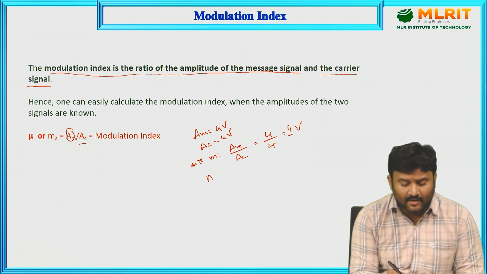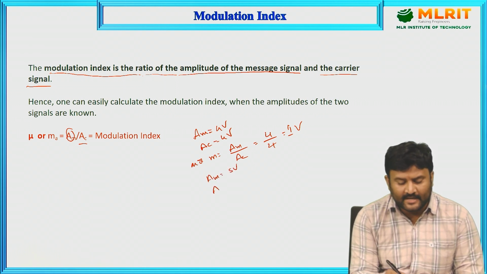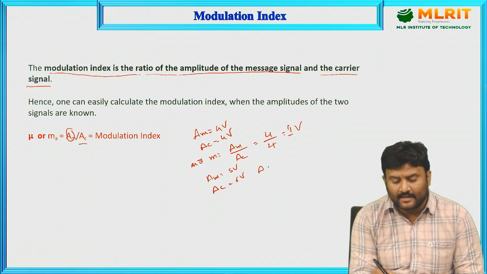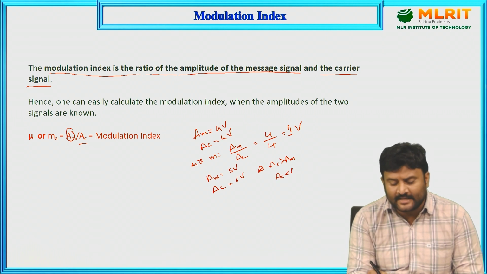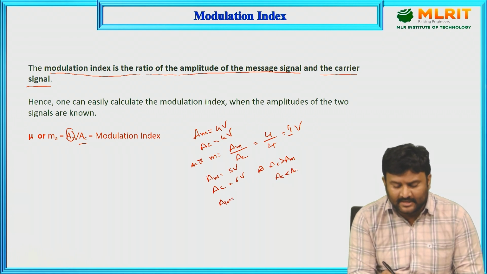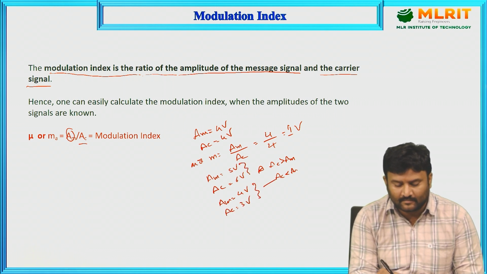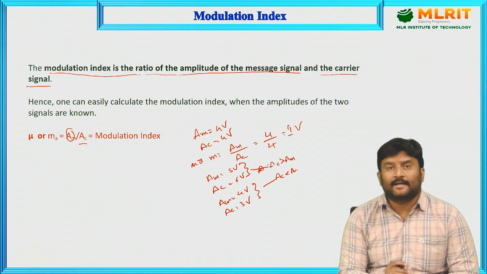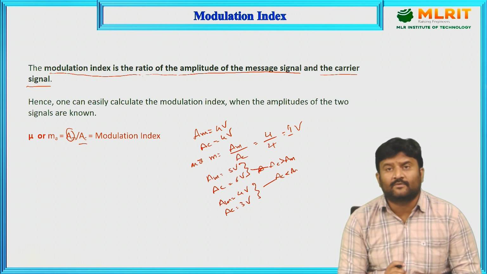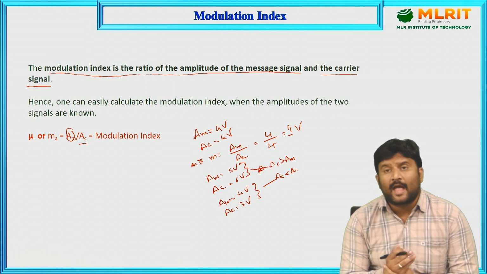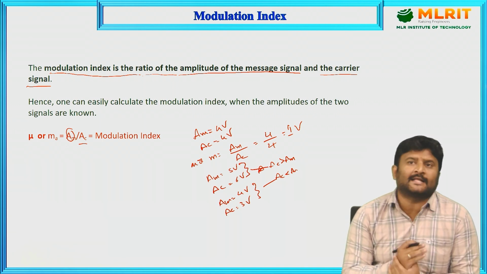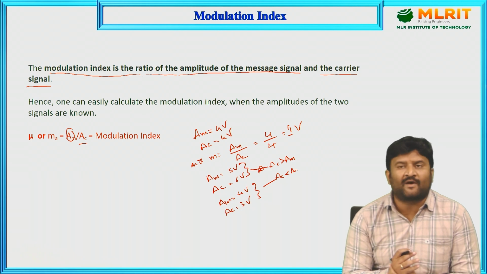For example, Am value is 5 volts, Ac value is 6 volts. Nothing but mu is equal to Am by Ac, nothing but Ac is greater than Am. Likewise, Ac is less than Am. For example, if you take Am is equal to 4 volts and Ac is equal to 3 volts. And Am is equal to Ac, that is what type of modulation? That means once you know the amplitude values of the message signal and carrier signal, it is very easy to find the modulation index.